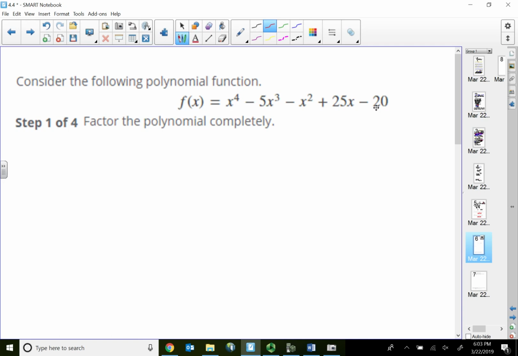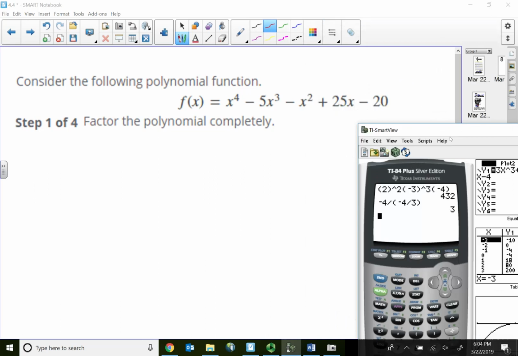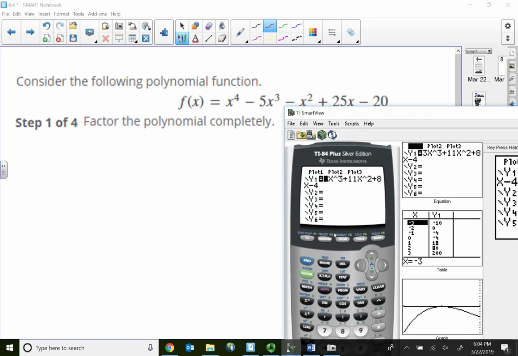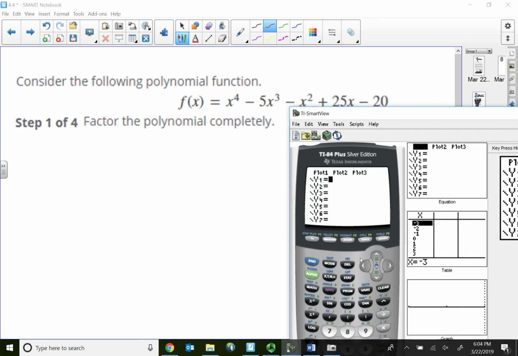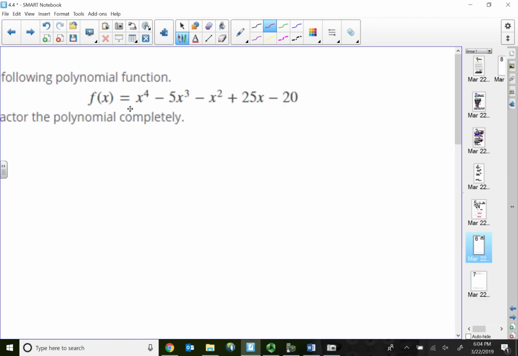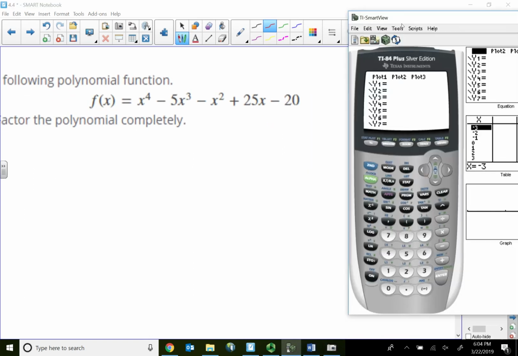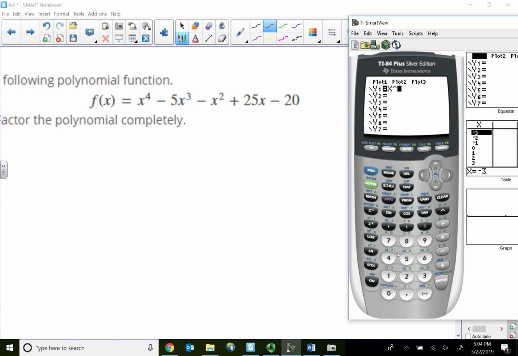If I do my P over Q real quick, Q is 1, so all my potential rational zeros will be all integers. So I can just go ahead and do my step number 2, which is graphing, and see which ones are my actual zeros. I didn't position these very well. Sorry about that. All right, x to the 4, minus 5x to the 3rd, plus 25x minus 20. All right, let's graph it.